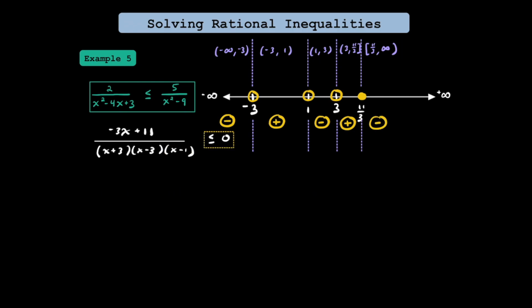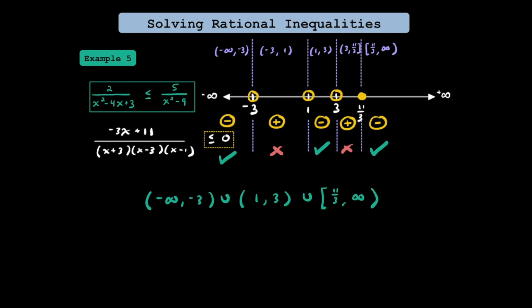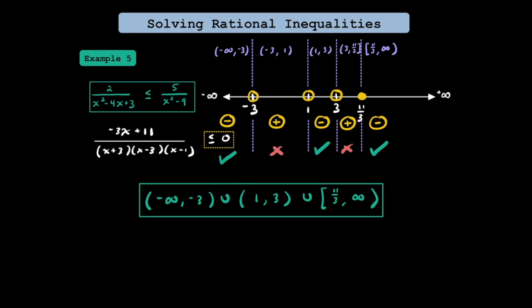Let's recall that we're looking for values that are less than or equal to 0. This first interval is going to work. The second one's not. The third one is, the fourth one's not, and the fifth one is. Using interval notation, we can say negative infinity to negative 3, 1 to 3, and 11/3 to infinity. Remember to put a bracket on 11/3. This is our interval notation.